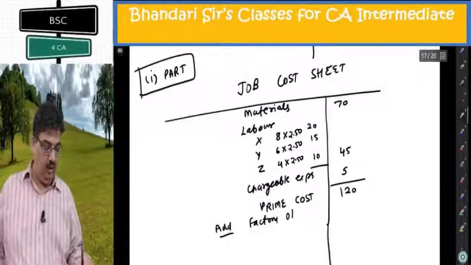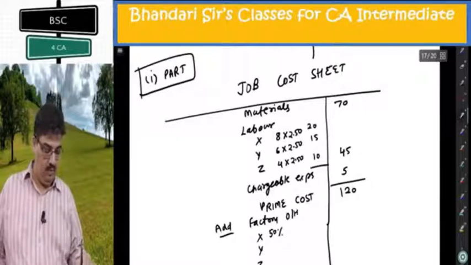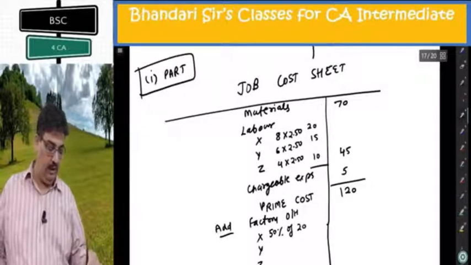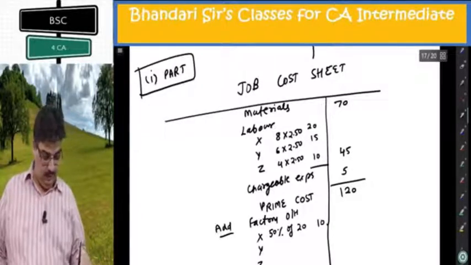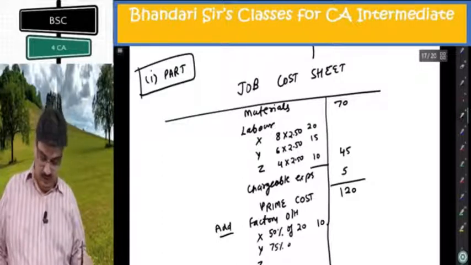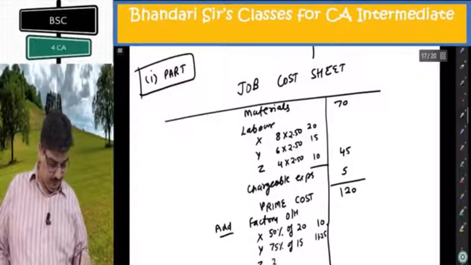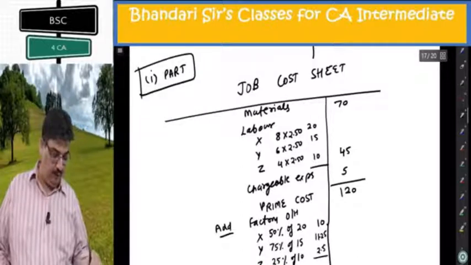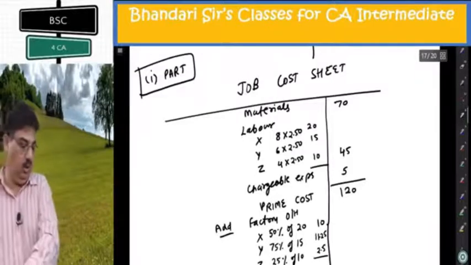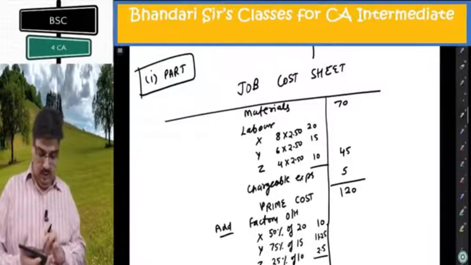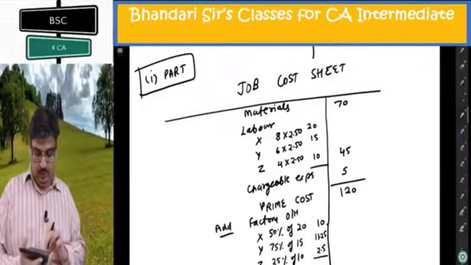Add factory overhead XYZ. 50% of 20, 10, 75% of 15, 11.25, 25% of 10, 2.5. Add them and put in the outer column. 21.25 plus 2.5.